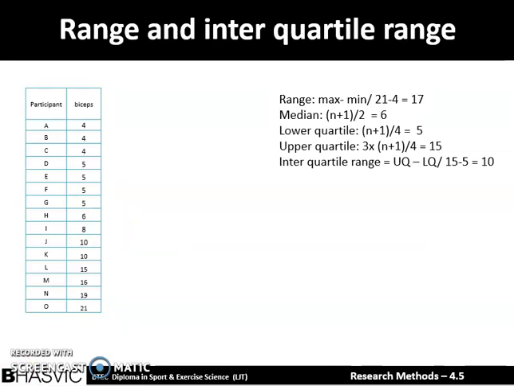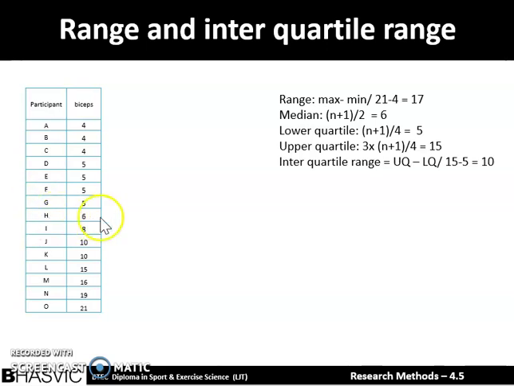The next part is the variance, which is the dispersion or the spread of data. This will include range, interquartile range and standard deviation. To work out the range, it's the max take away the minimum. In this data set it would be 21 take away 4, which is 17. The median would be n plus 1, where n is the number of participants, and then divided by 2. In this data set it's 6.